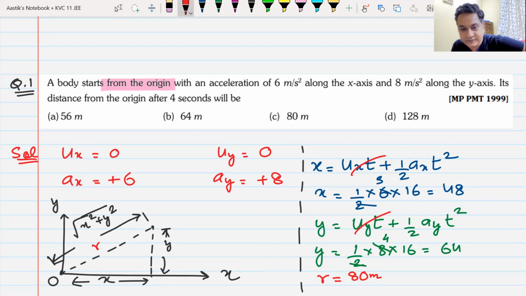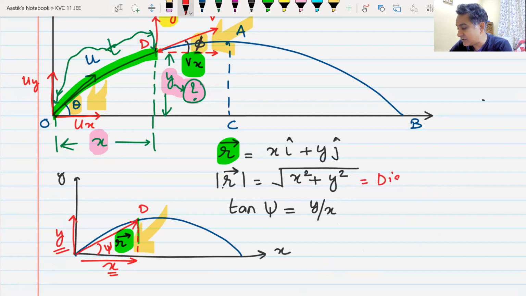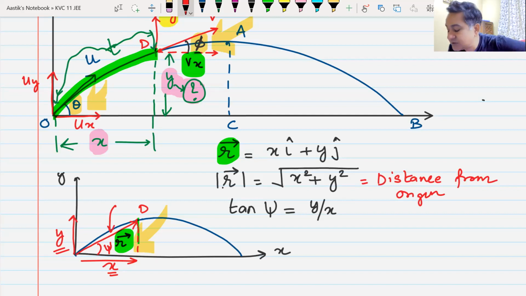Anyone got it on their own? Yes, everyone, sir. You got it yourself? Well done. See, so it was a simple question. The thing that I wrote here was the displacement of the particle from the origin. This is actually the distance of the particle from the origin in a straight line. In a straight line, it is the distance of the particle from the origin. Yes or no?